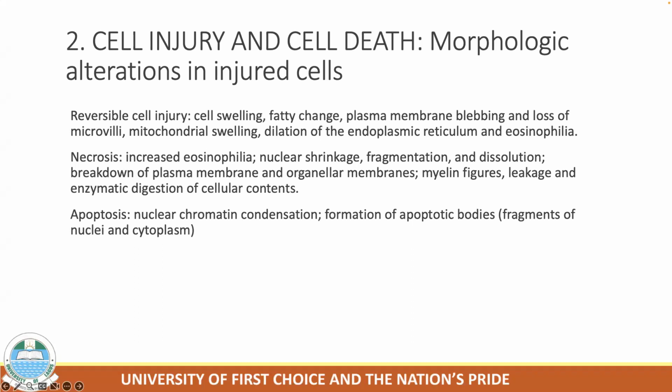Then myelin figures appear. There's leakage and enzymatic digestion of cellular content. Once that happens, in fact, at the appearance of myelin figures, you are certain that necrosis is already in place. Now, for apoptosis, very, very important, the formation of apoptotic bodies, that's fragments of nucleus and cytoplasm clumping together, already gives us an indication that apoptosis has started. There is a very detailed process for apoptosis coming to play, and we're going to see that shortly.